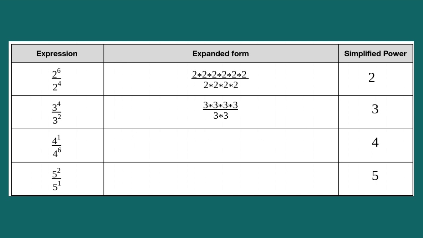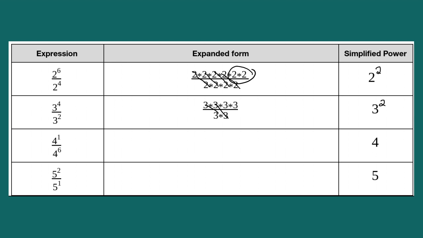So I see a pair here. They cancel out because 2 divided by 2 is 1. So those 2s would cancel out. I see another pair, and another pair. What I have left is 2 times 2, and 2 times 2 is 2 to the 2nd power. Let's see what happens in our next example. We have 3 to the 4th divided by 3 to the 2nd. So we can cross out pairs, and we have 3 to the 2nd power.